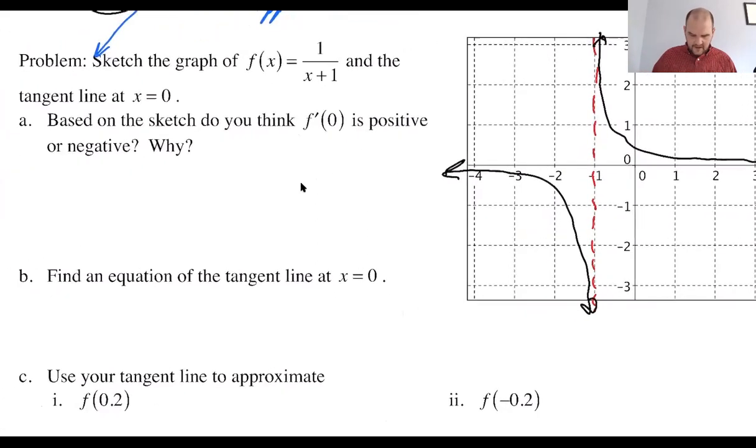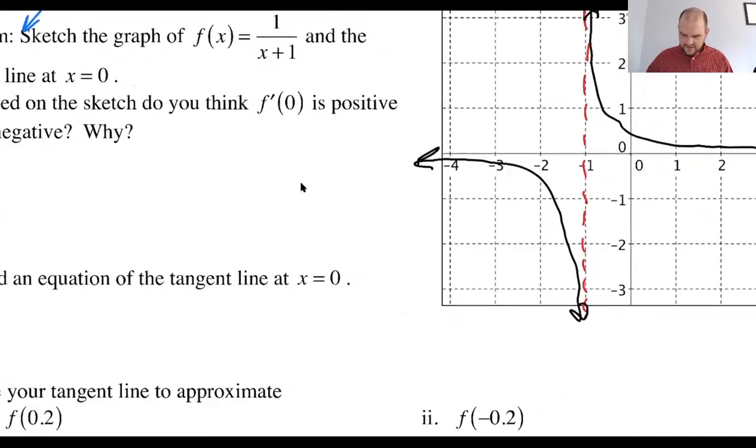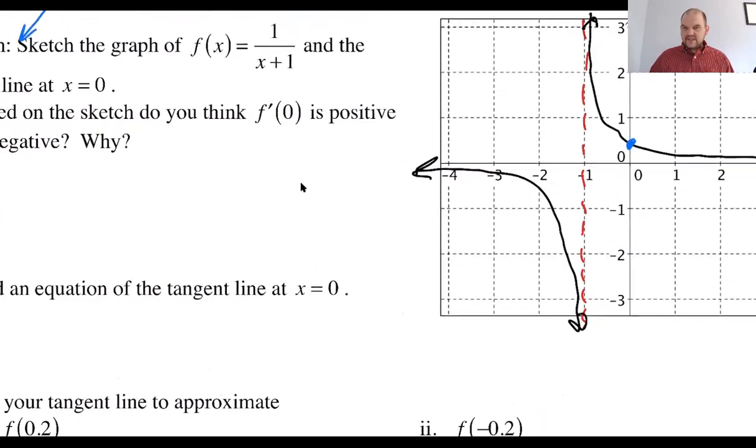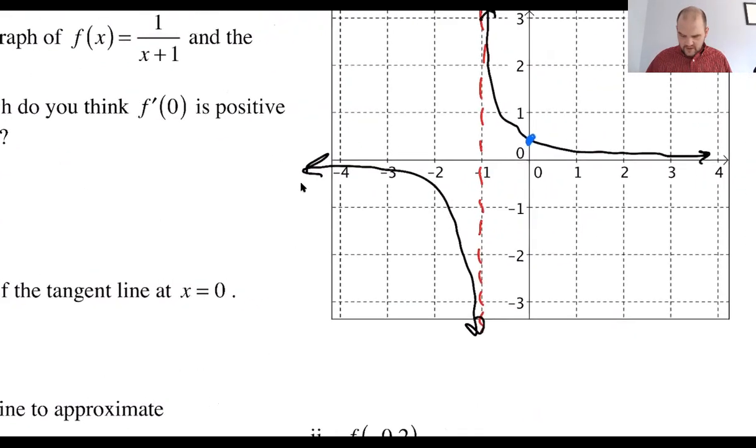All right. Based on the sketch, do I think that f prime of 0 is positive or negative? All right, so at x equals 0, I'm here. I see that the curve, just imagine it. Imagine putting in a tangent line. In fact, why imagine? I'm going to do it.